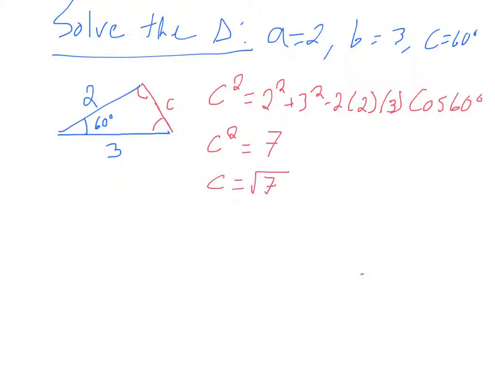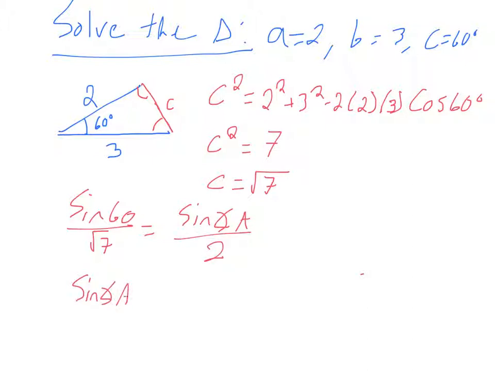Okay, and so now that we have c, we know the length of a side that's across from an angle, and we can go ahead and use law of sines. So we can do sine of 60 over square root of 7 is equal to, let's say, sine of angle A, which is this angle right here, right? So sine of angle A over 2, right? And so we'll end up getting that sine angle A is going to be equal to 2 sine 60 over square root of 7.